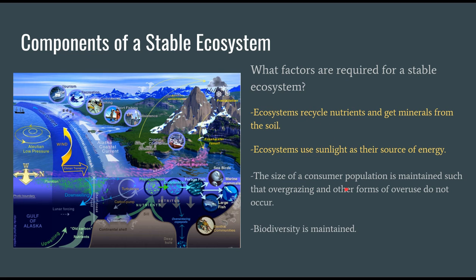The size of populations has to be maintained so that overgrazing, which means eating too much grass or plants, or other kinds of overuse don't occur. And biodiversity, that means you have a lot of animals. That has to be maintained.